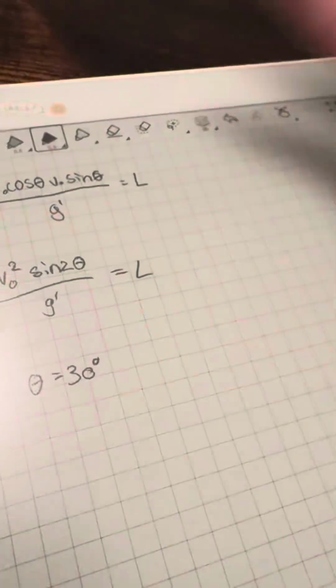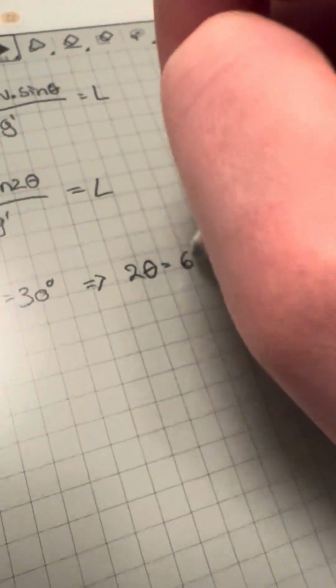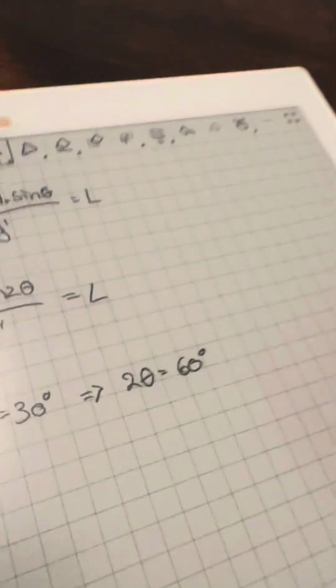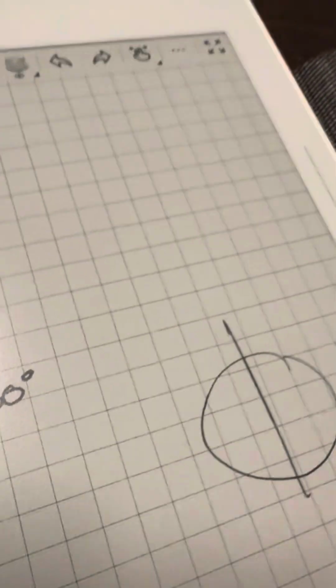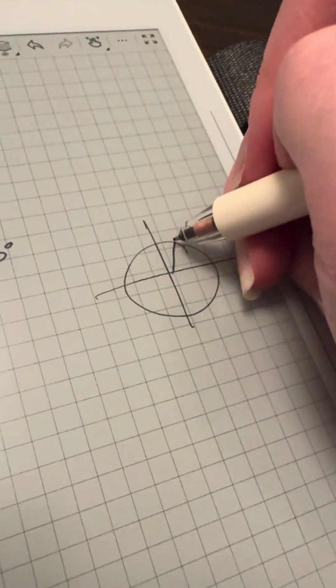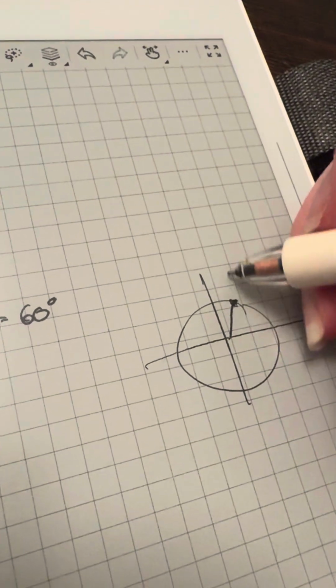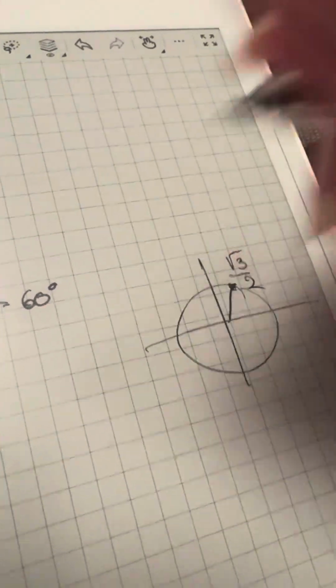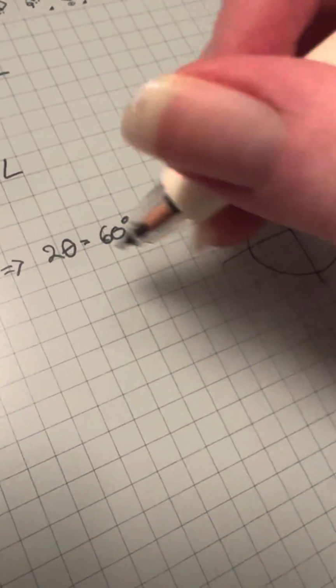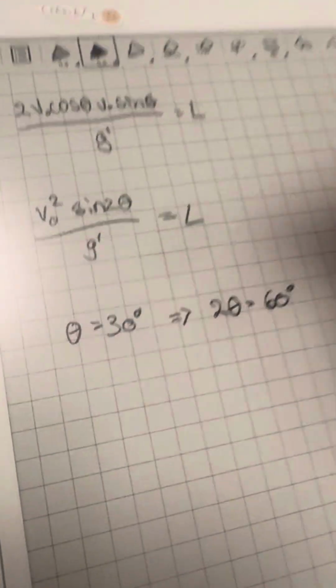Now we know also that theta is equal to 30 degrees. And we also know that thus 2 theta is equal to 60 degrees. And we know, seeing the unit circle, that sin 60 degrees is square root of 3 over 2. It's late for me.